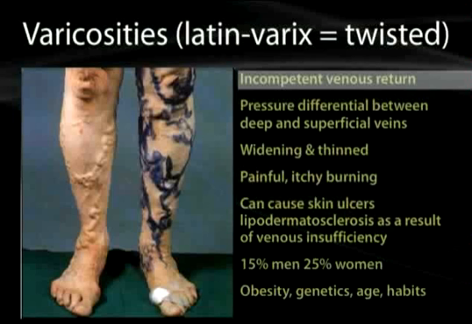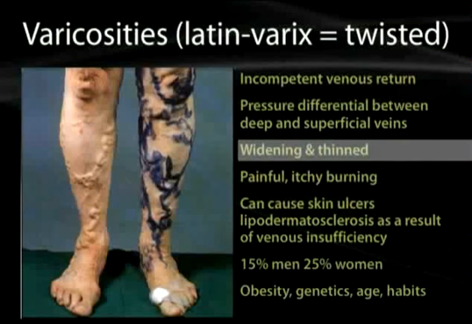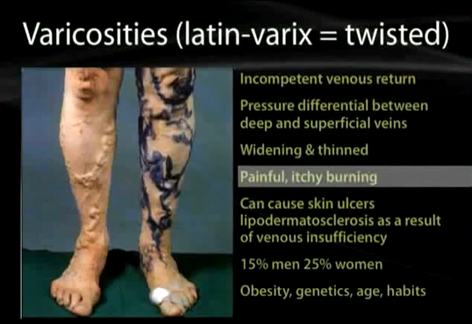Some of the clinical things to consider in this are going to be the varicosities, which from the Latin term varix, meaning twisted, and these are going to be because of incompetent venous return, typically from a dilation from pressure differentials between deep and superficial veins, which ends up widening and thinning the superficial vessels such that the valves are no longer competent to hold up that column of blood. They become painful, they itch, and they will burn, and they become prominent, as seen here in this extreme case of varicosities of the lower limb.